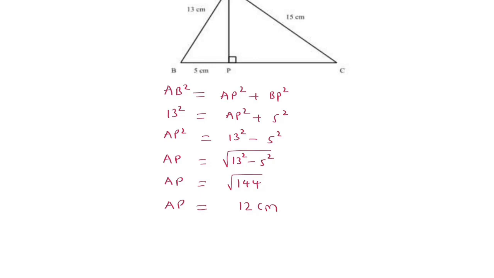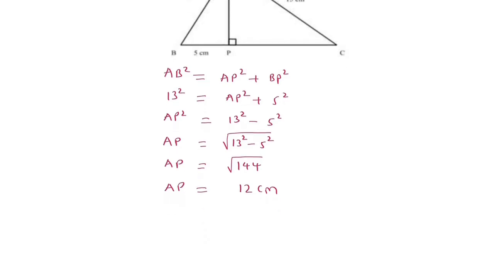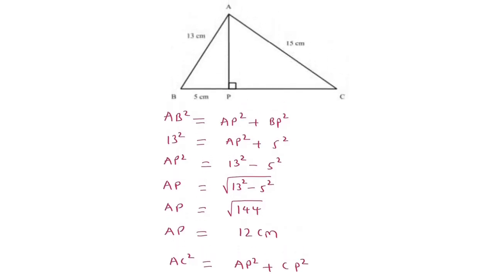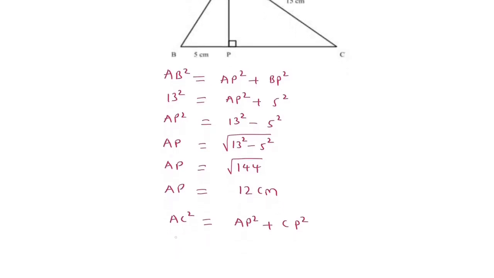Okay, so for the length CP, let us consider the triangle APC, and then applying the theorem, we are going to have AC squared equals AP squared plus CP squared. Let us now substitute the values given. We are going to have 15 squared equals 12 squared plus CP squared.